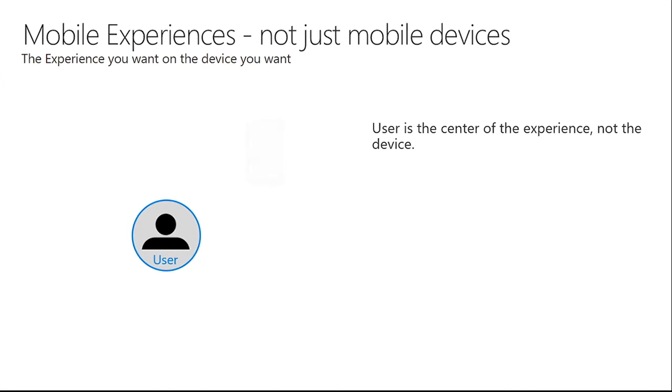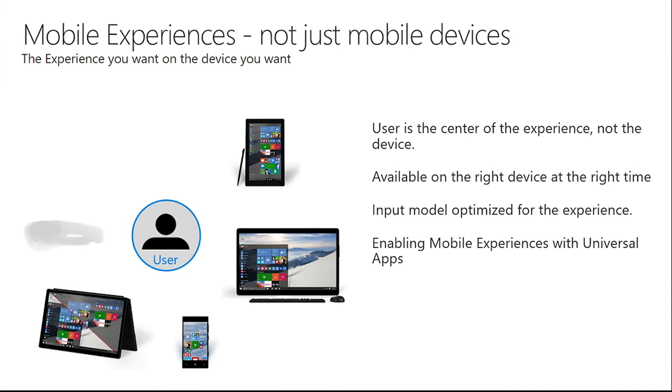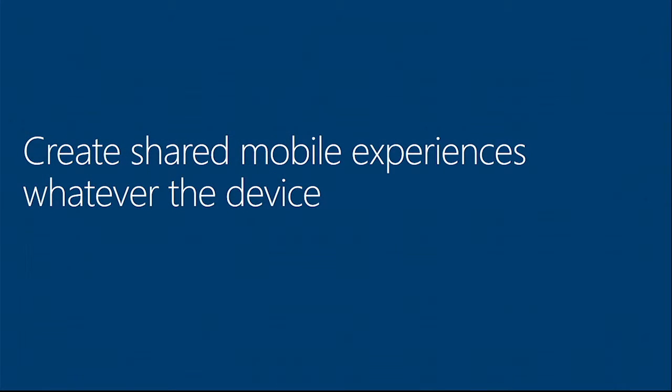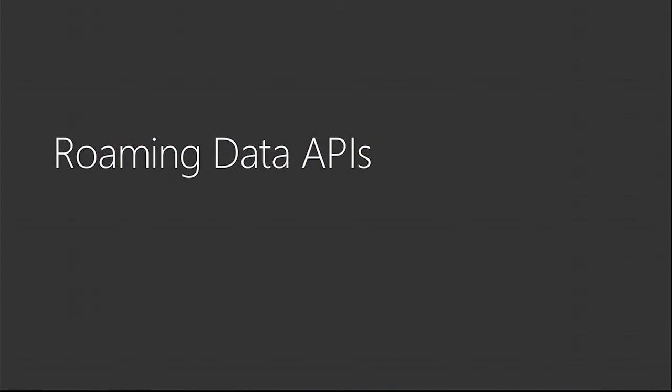That's right. Although we've given you great tools for creating apps that run across all these devices, you've still got to do some extra work to make sure that the experience is available on the right device at the right time. So Universal Apps helps you do this. It's about creating shared mobile experiences, whatever the device. So how do we do this, storing stuff in a way that can go across different devices?